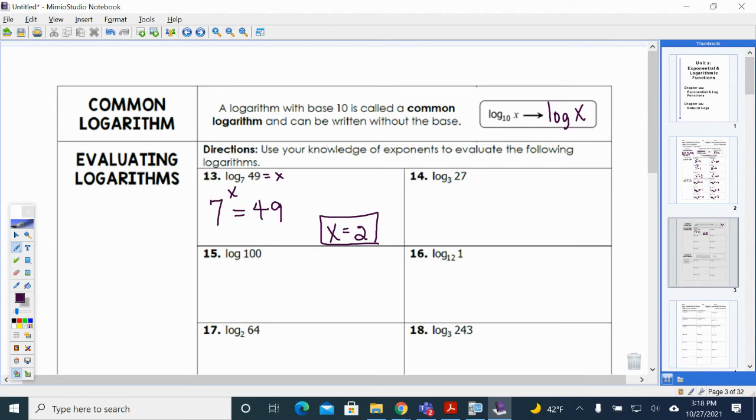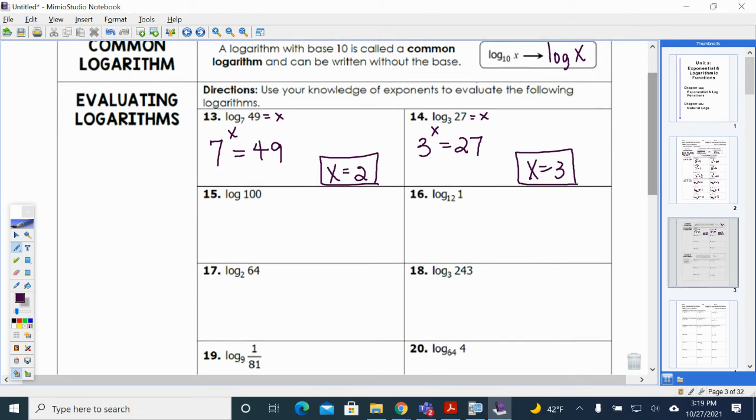So again, on number 14, that process is 3 to what power is equal to 27? Well, I know that 3 times 3 is 9, and 9 times 3 is 27, so that means x is equal to 3. 3 to the third power is equal to 27. Now, look at number 15. It doesn't have a base on it, which means it has an understood base of 10. 10 to what power is equal to 100?